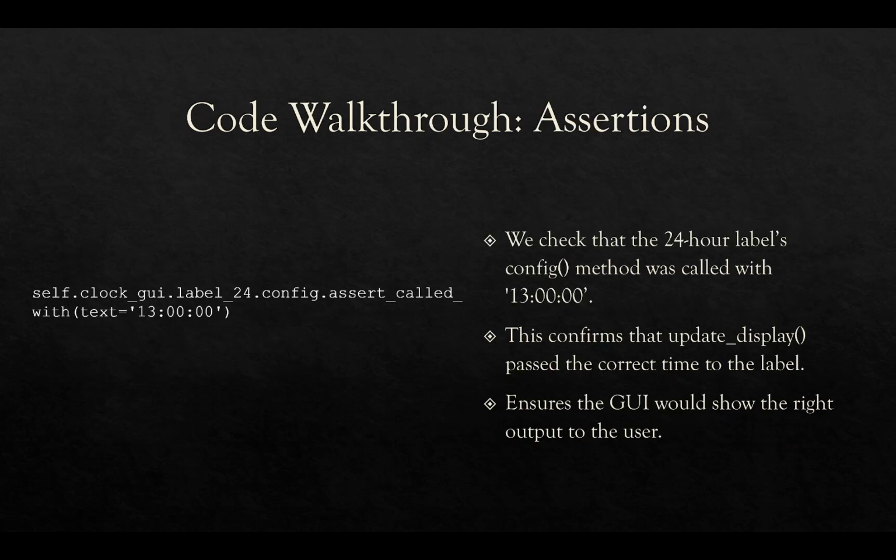After calling update_display, we finish the test by asserting that the label was updated with the correct time. This line checks that the label's config method was called with the string 13:00:00, which matches the mock return value we set earlier. It confirms that the right time was passed to the GUI, which is what the user would actually see. This kind of test is especially useful in GUI code where we care more about interactions and side effects than return values.